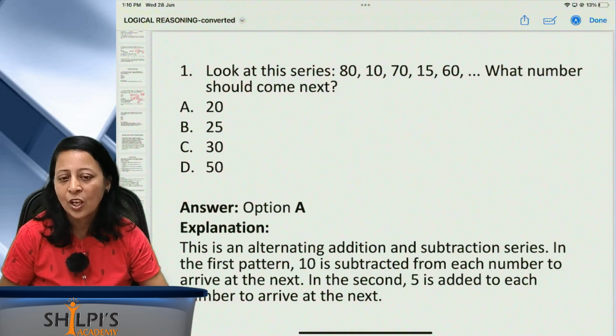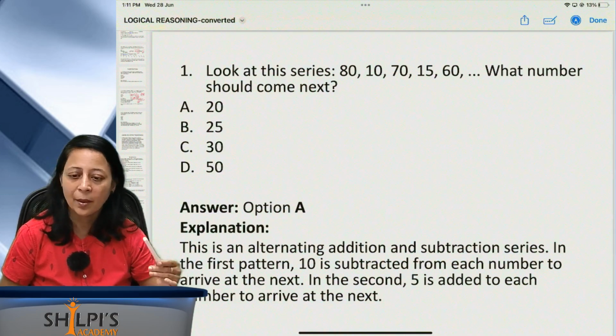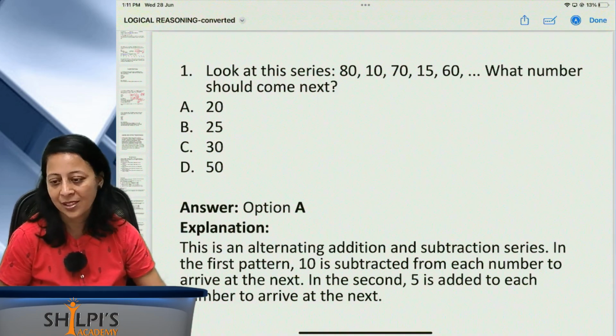Got it? Okay. So, in the first pattern, 10 is reduced. In the second pattern, 5 is added. So, it is 80 minus 10 becomes 70. 10 plus 5 becomes 15. Likewise, 70 minus 10 becomes 60. Then 15 plus 5 becomes 20. So, the answer will be 20 for this. Okay.